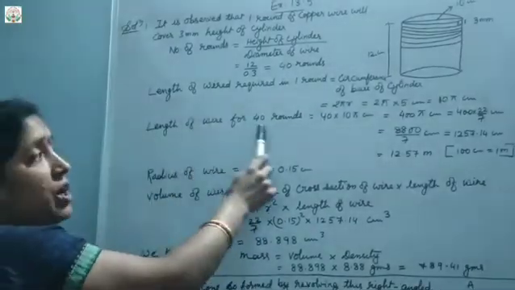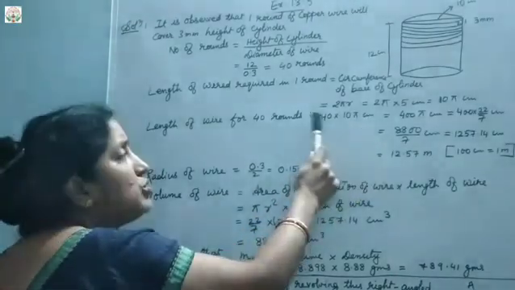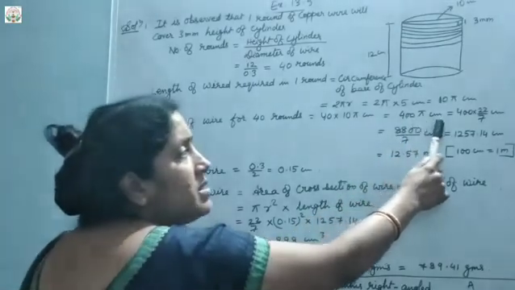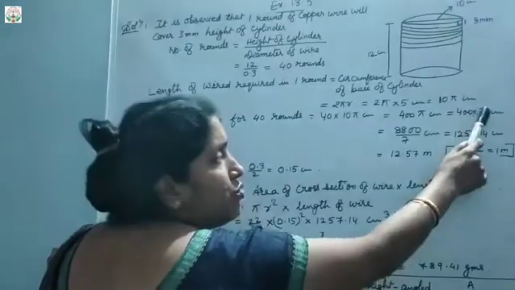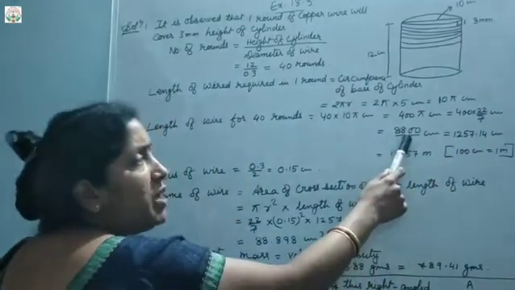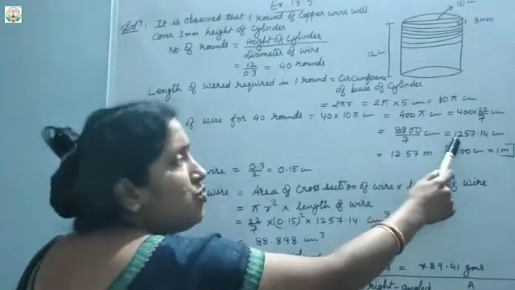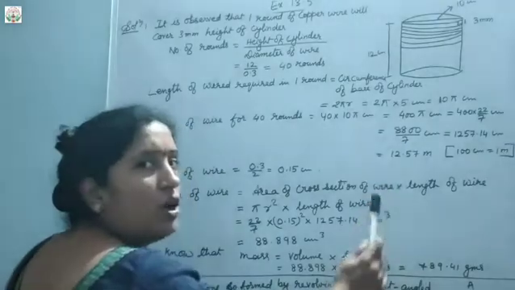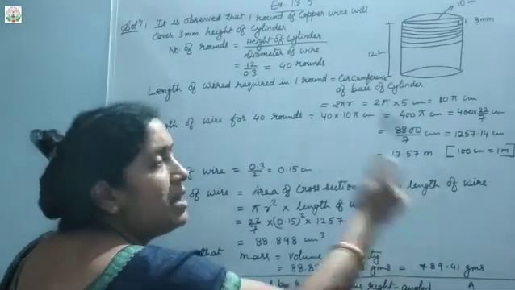So length of 40 rounds equals 40 into 10 pi cm. On multiplication, that is 400 pi cm. Now the pi value we know is 22 upon 7. So 400 into 22 upon 7 cm. On multiplication you will get 8800 upon 7 cm, which equals 1257.14 cm. If you convert this into meters, divide by 100. So that will be 12.57 meters.